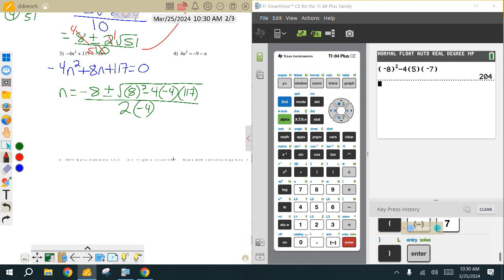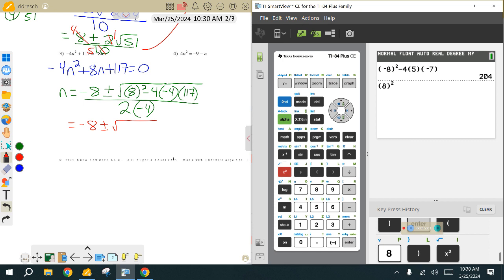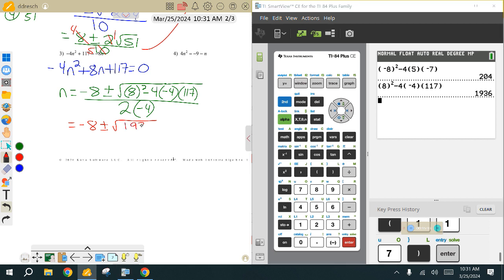All right, let's go clean this thing up. Negative 8, there's nothing there. But underneath that square root, that's where your calculator is your friend. All right, 8 squared minus 4 times what? Negative 4 times what? 117. Calculator says 1936. Yep. All divided by 2 times negative 4. 2 times negative 4 is negative 8.